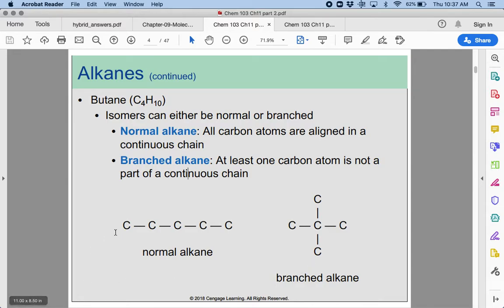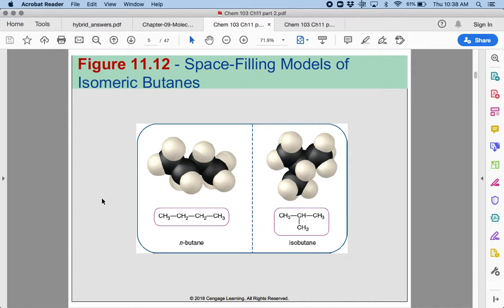The trick with these is to just run your finger down the line. Even if this was all twisted, and we'll look at different examples where it's twisted, you'll be able to know if it's a normal alkane if you can touch all of the carbons without lifting your finger. Over on my branched one, I can't do that. I have to lift my finger at some point to touch the other carbons. So that will be your guide to help you decide whether you have a branched alkane or a normal alkane. So let's look at the difference between some of the butane.